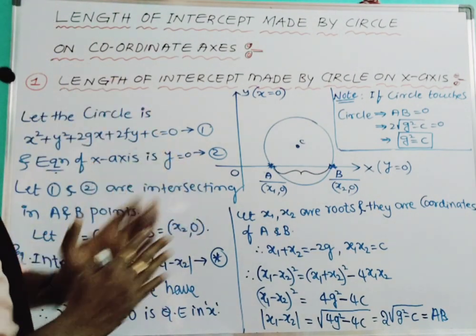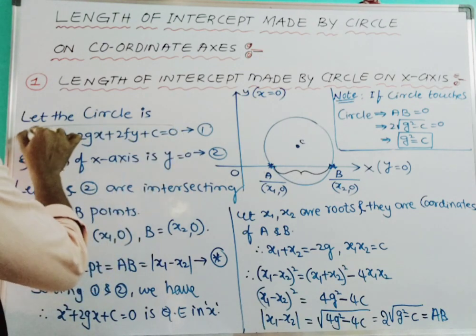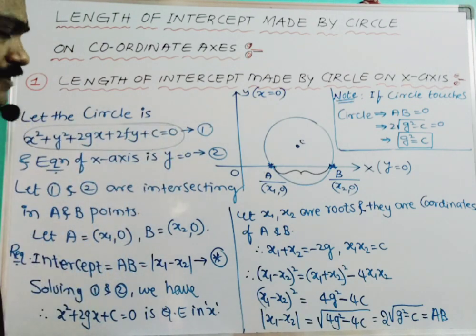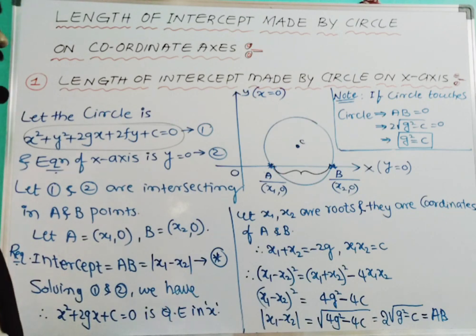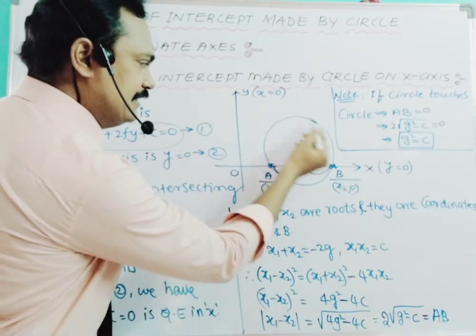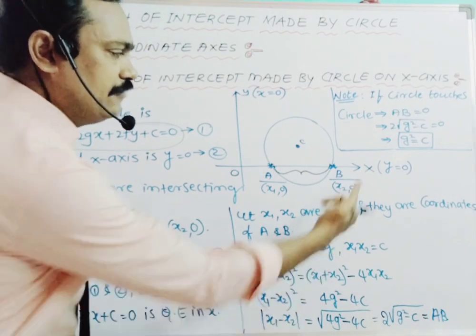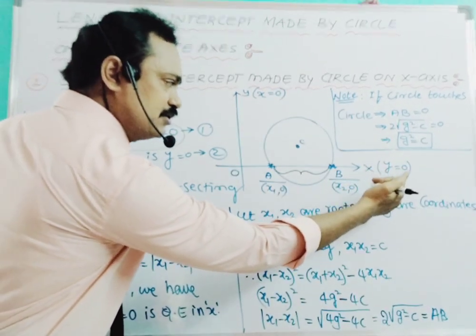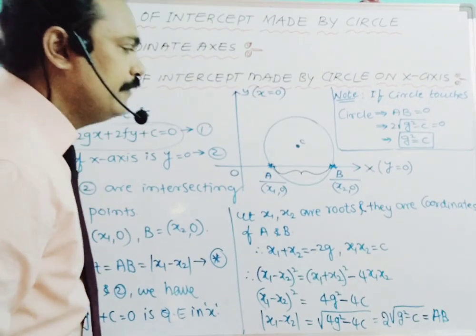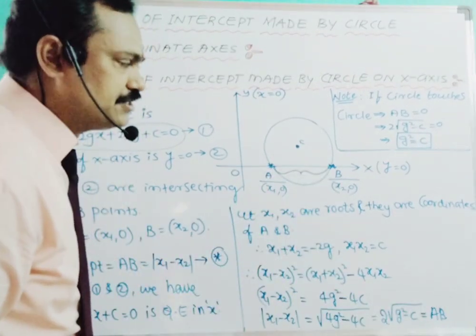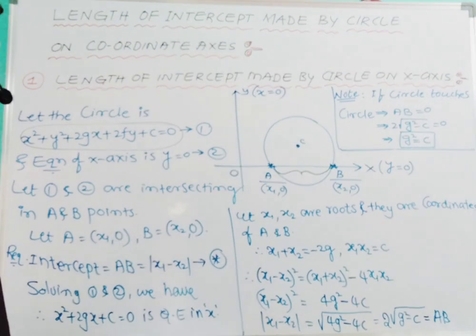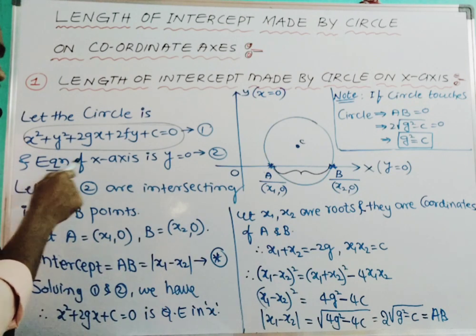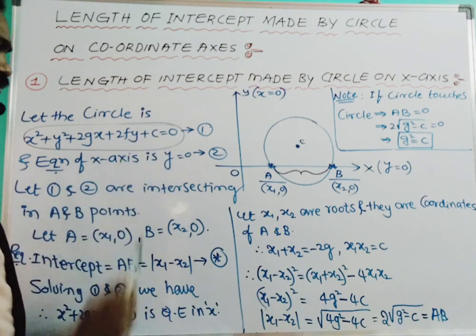First I am going to consider the general equation of a circle. This is the general equation of a circle: x square plus y square plus 2gx plus 2fy plus c equals 0. And the equation of the x-axis is what? y equals 0. That you know well. Now capital A and capital B are the points of intersection of the circle and the x-axis.